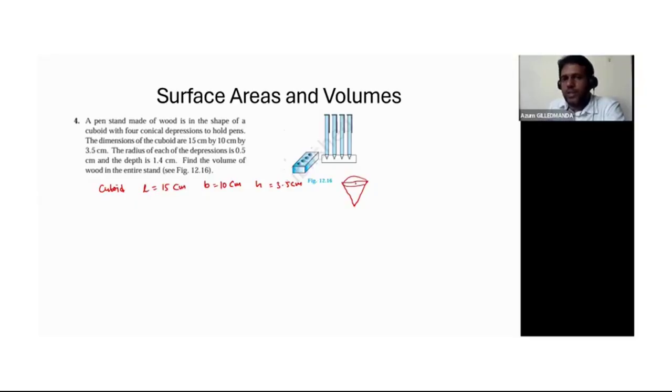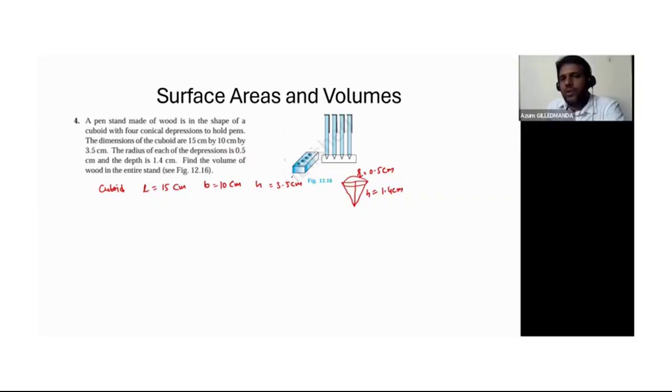So this is in the shape of a cone, so that you can exactly put the pen there. Here this radius is given. What is this radius? It is 0.5 centimeters. And the depth, which means this height, is given. So h is 1.4 centimeters. The depth and radius of this conical shape are given. Find the volume of the wood in the entire stand.